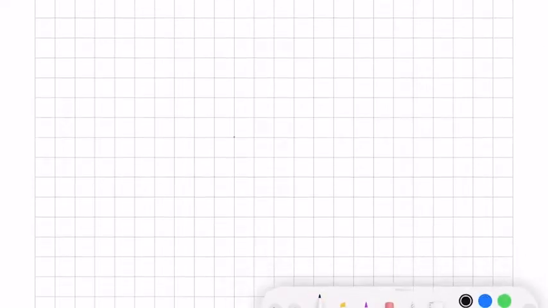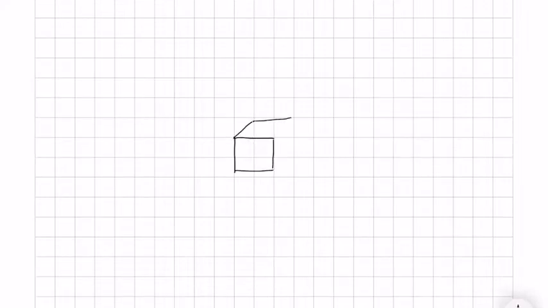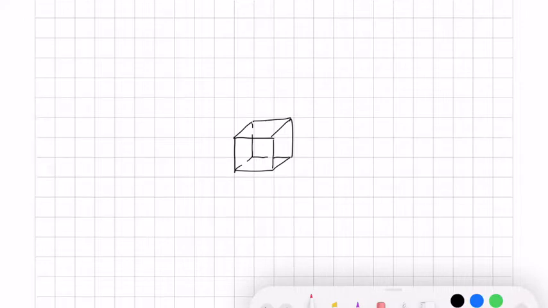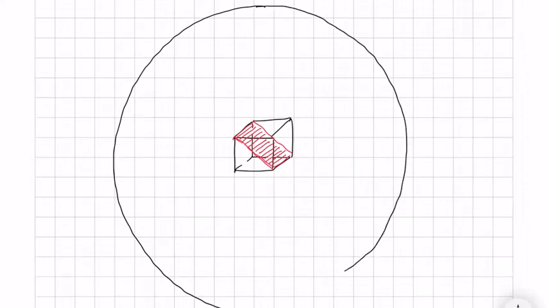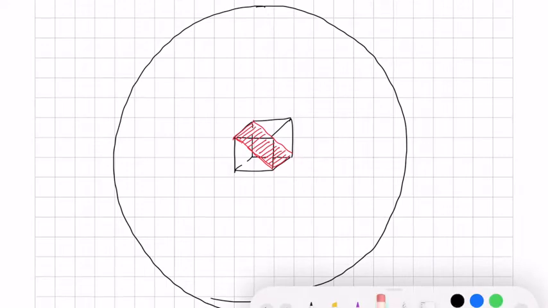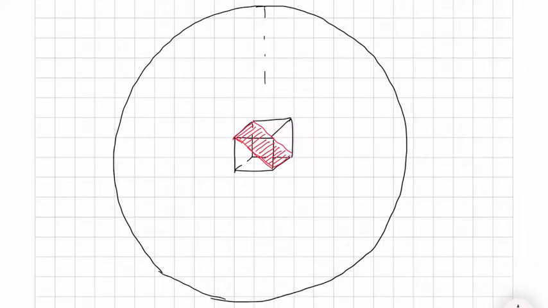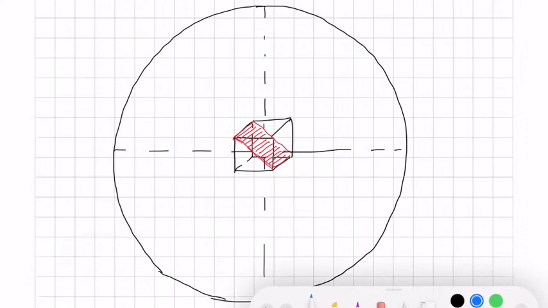Suppose you want to have a stereographic projection for some plane of this cubic crystal. Let us say the plane is 0, 1, 1 plane, this plane. Okay. So, for a sphere, suppose this is the sphere. Okay, these are the central axes and this is the equatorial plane.